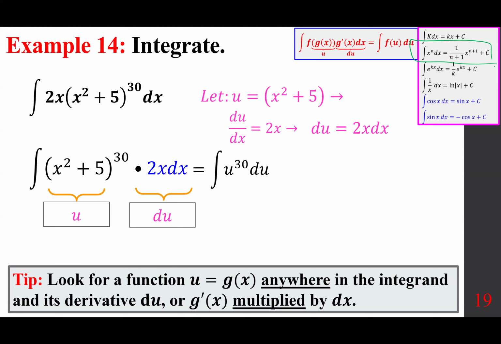1 over 31, u to the power of 31 and a constant. Reverse process gives us 1 over 31, x squared plus 5 to the power of 31 plus c. As always, differentiating the result will prove we haven't made a mistake, because if you differentiate it, you get the same thing without the dx.